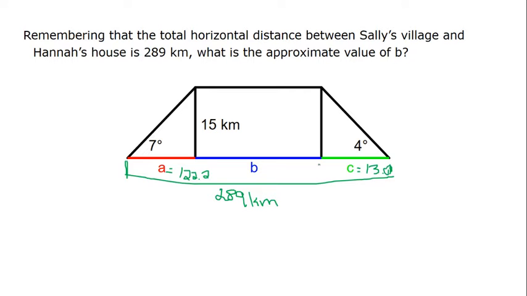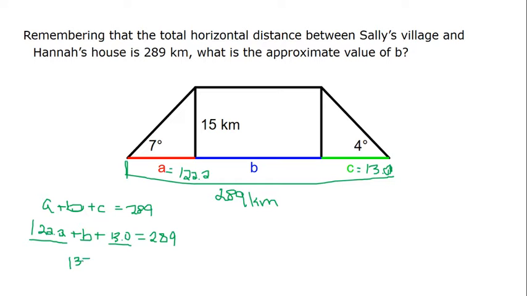So we want to solve for B. Well, A plus B plus C here is our total. So we're going to have that A plus B plus C equals our total amount of 289 kilometers. So I'm going to go ahead and plug in my A value of 122.2 plus B is what I'm trying to figure out, plus my C value of 13.0 equals 289. I'm going to combine my like terms, so I'm going to do 122.2 plus 13 and get 135.2 plus B equals 289.